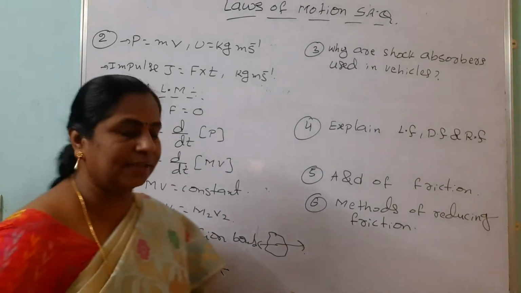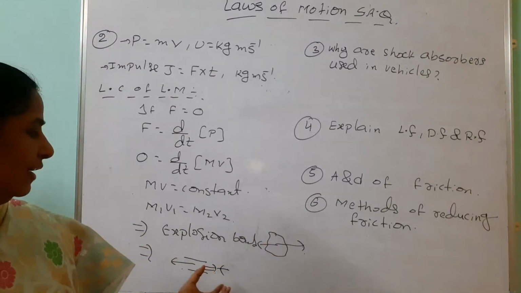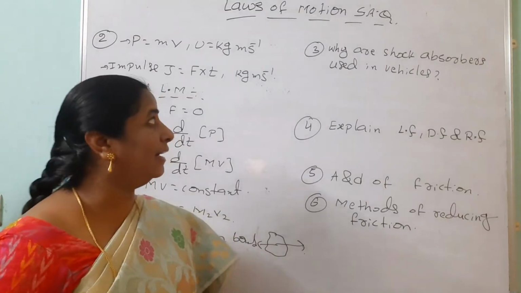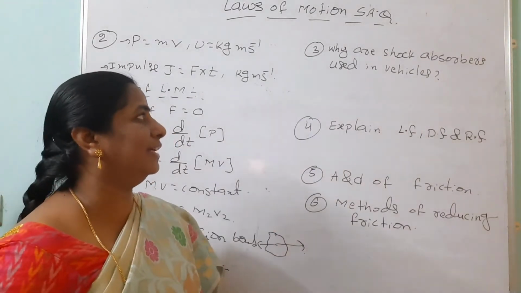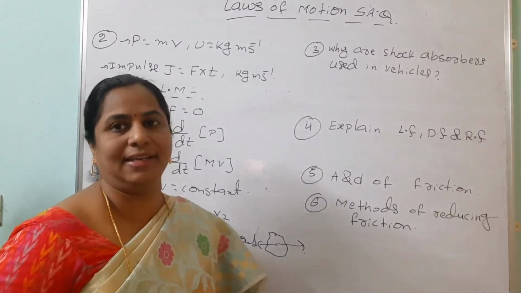No need of giving that much explanation. Just give the explosion of the bomb and the bullet fired from the gun. These two examples you can take. Then our third SAQ is, why are shock absorbers used in vehicles?